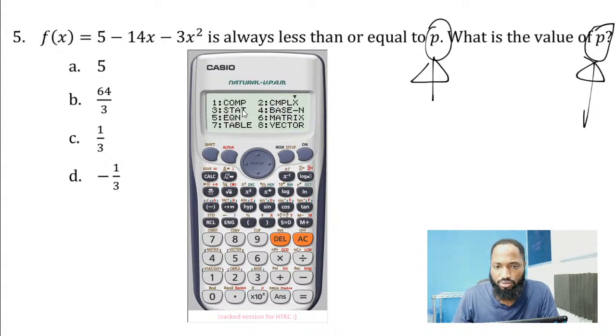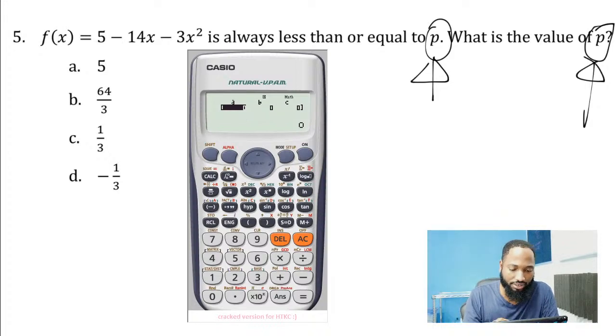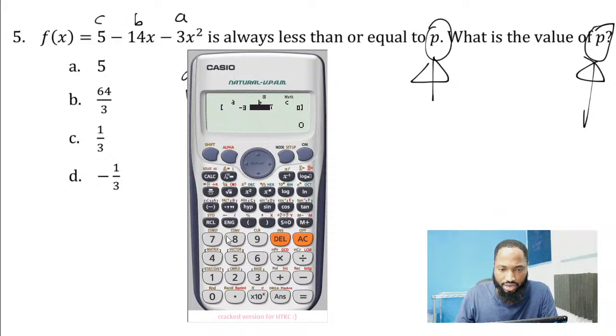So mode, equation, quadratic equation, putting in the A, the B, and the C. Now this is written back to front. This is really the A, this is really the B, this is really the C. So A is actually -3, B is -14, and C is 5. So -3, -14. If you understand how to use your calculator properly, all the quadratics questions is food. Say it after me. Say food.